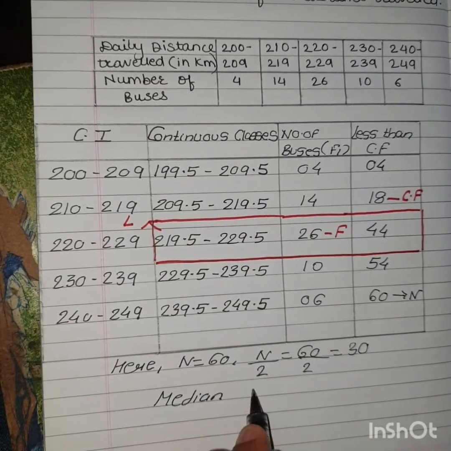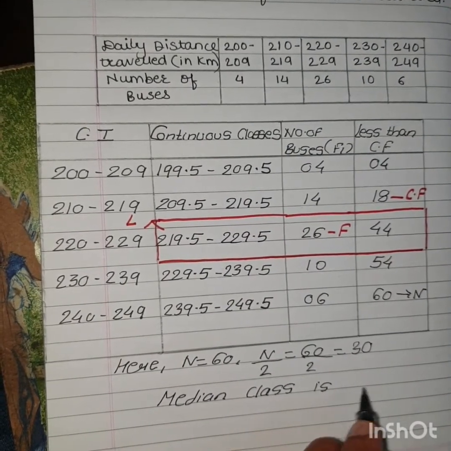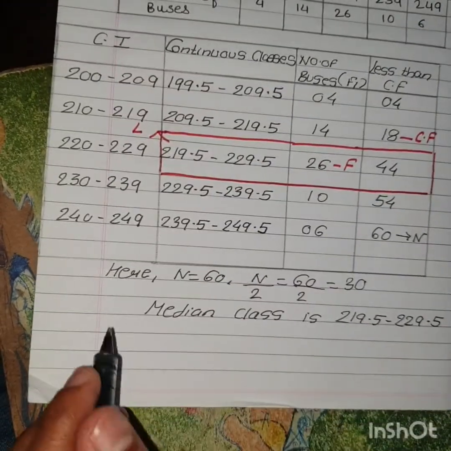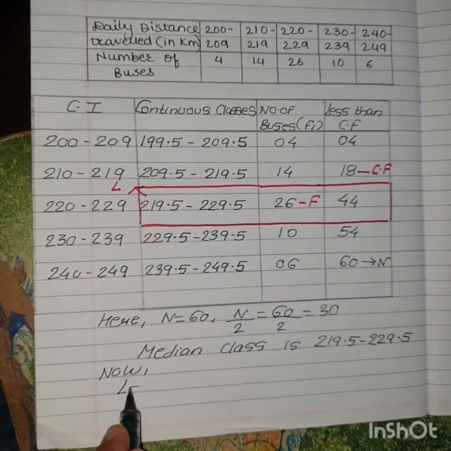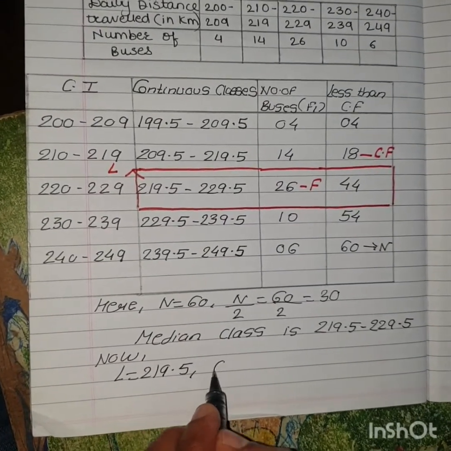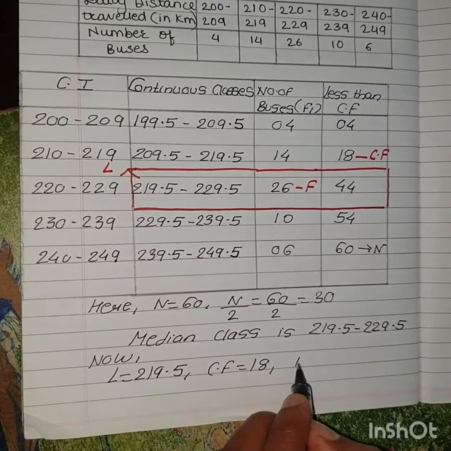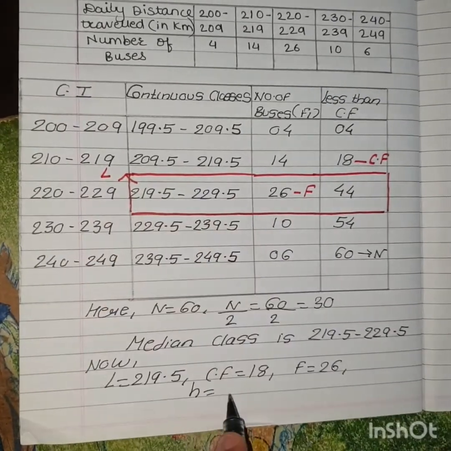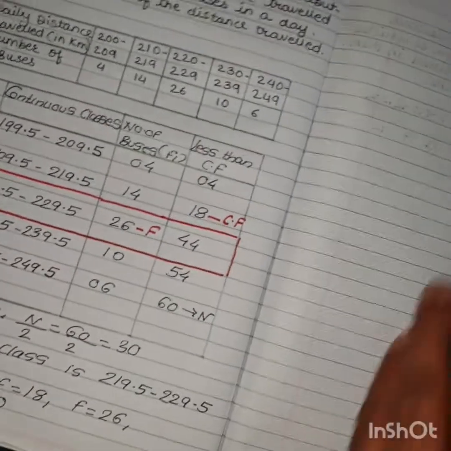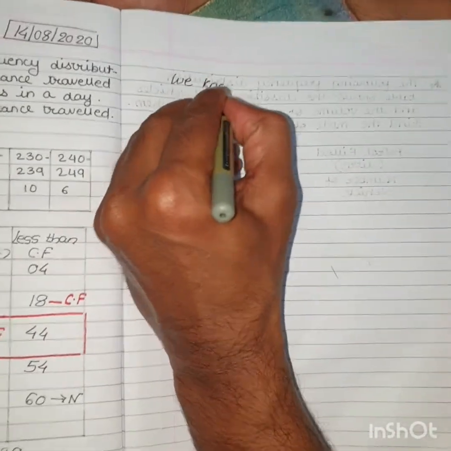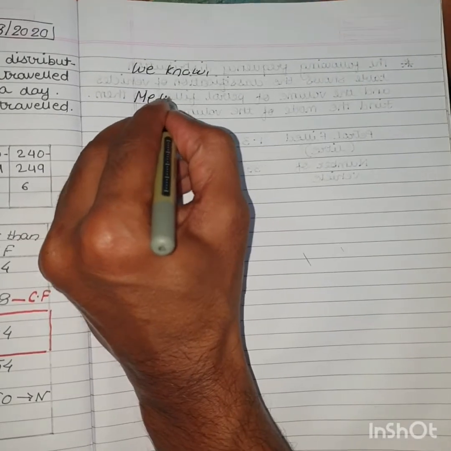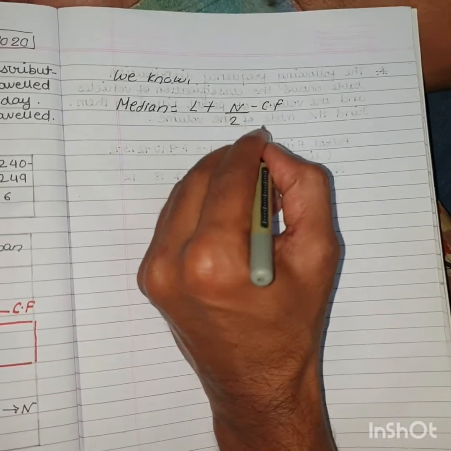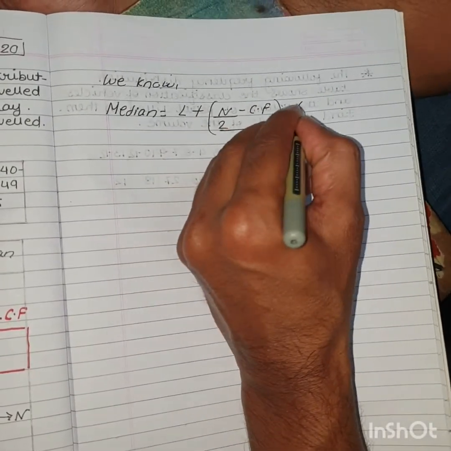Median class is 219.5 to 229.5. Now, what is our L? 219.5. What is our CF? 18. What is our F? 26. What is our H? That is interval difference. The difference is of 10. So H is equal to 10. We know, write down the formula for median. Median is equal to L plus N by 2 minus CF upon F multiplied by H.